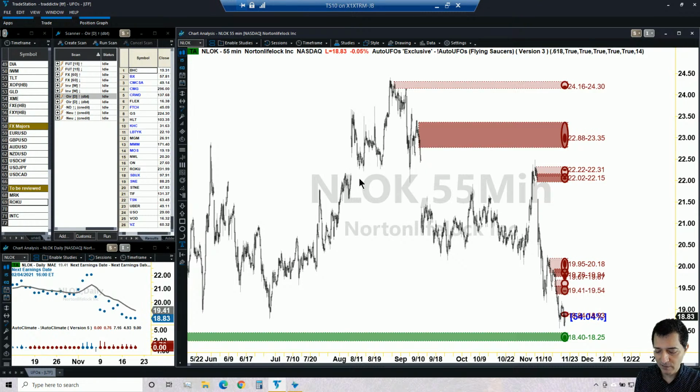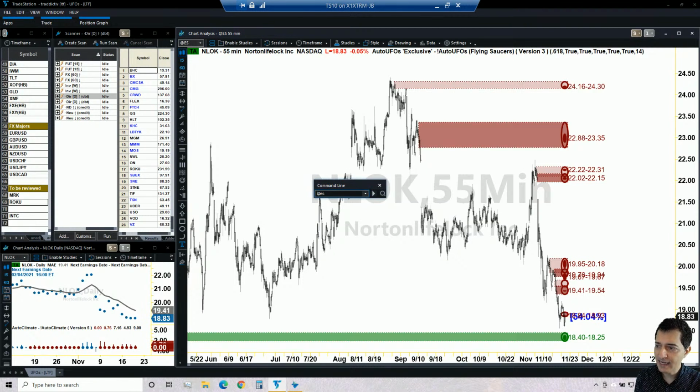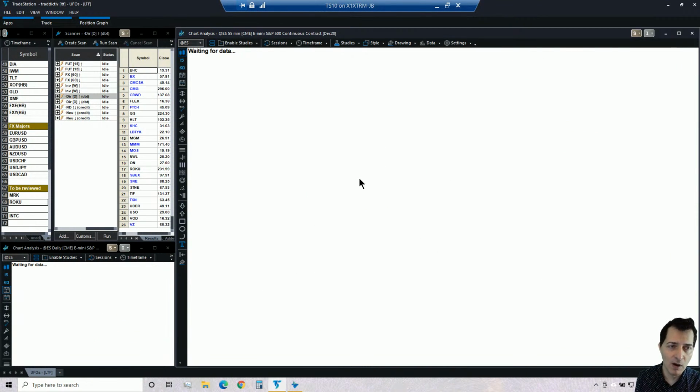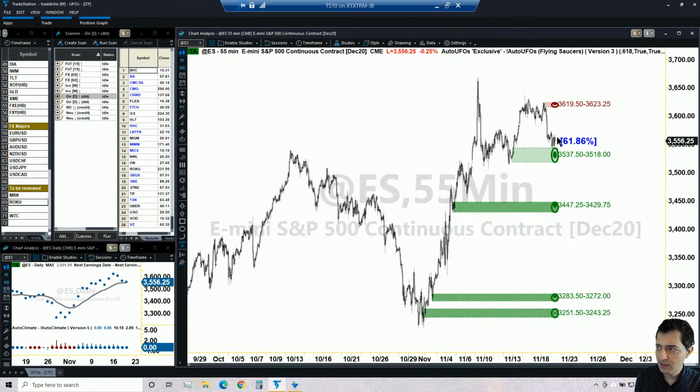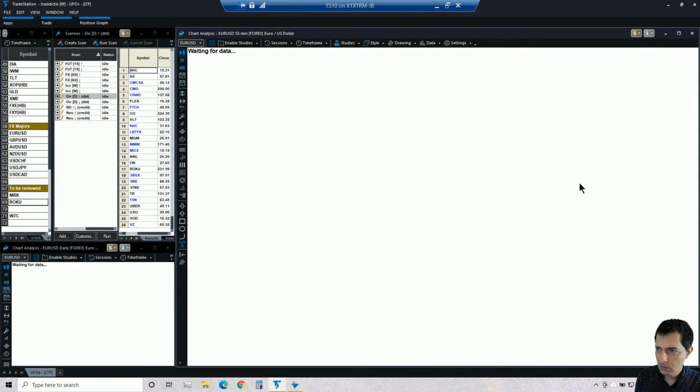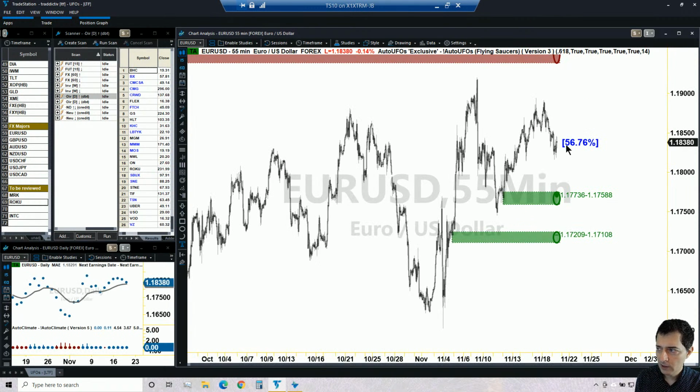For example, if you look at the S&P futures, which is a 24-hour market, right? Notice how this number is greater. Or you look at currencies. Let's say you trade Forex. Here's the euro, for example. So you got 56%. So why is it that we have greater probabilities with those markets compared to some stock?